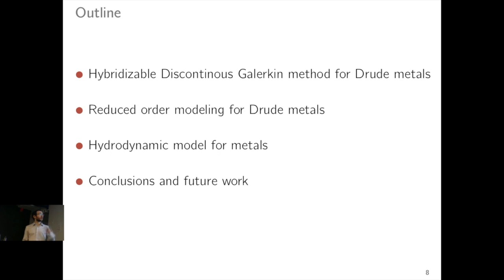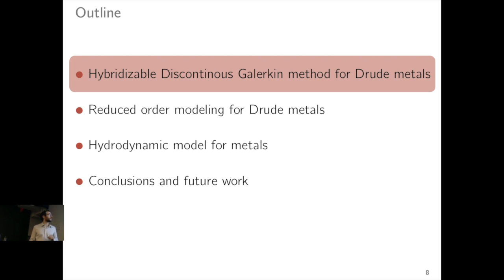Through this presentation, what I'm going to try to do is to address these challenges individually and propose a solution that fulfills these limitations. So this is an outline of the main points that I'm going to be discussing today. First, I'm going to introduce to you the hybridizable discontinuous Galerkin method for a type of metals known as Drude metals. Then I'm going to extend this approach to take into account parametric variability using reduced order modeling. And finally, I'm going to pursue the simulation of a more advanced characterization of the electron motion at the nanoscale, which is given by the hydrodynamic model for metals.